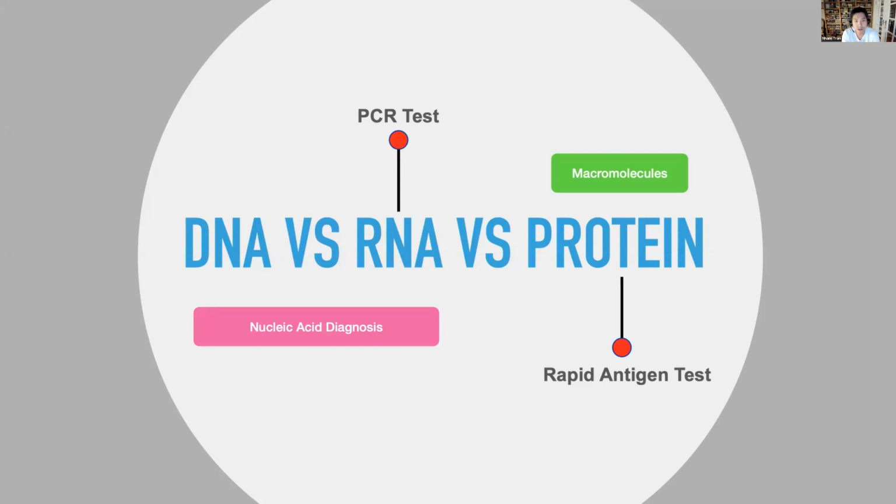Now, PCR allows you to actually measure RNA. We also use PCR to look at DNA as well, but in the context of looking at mutations within the DNA sequence.